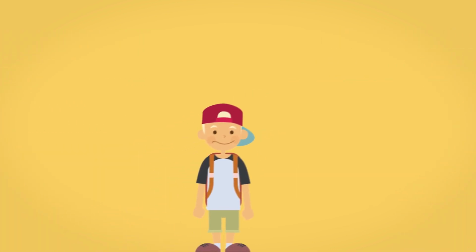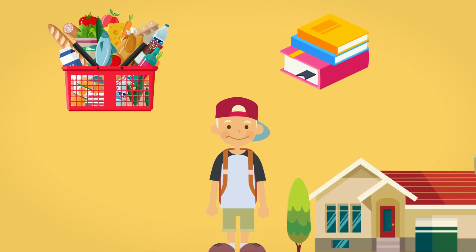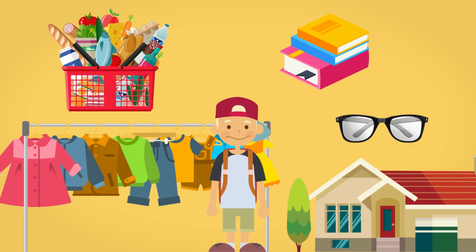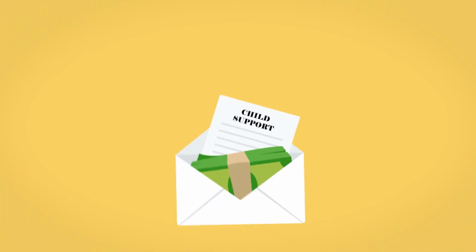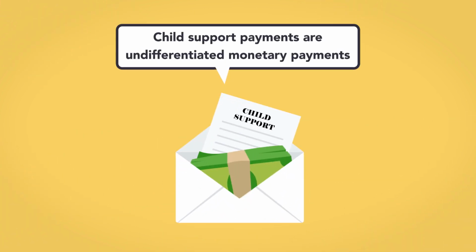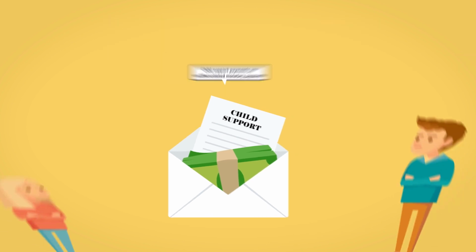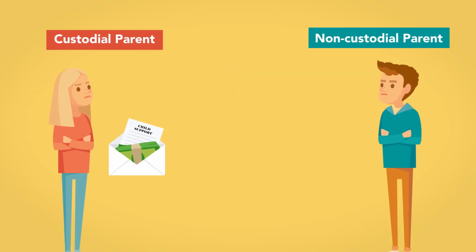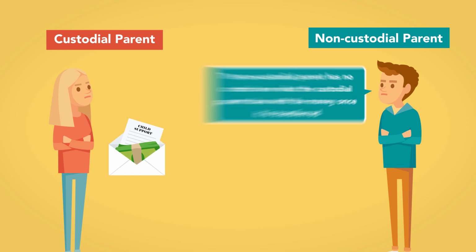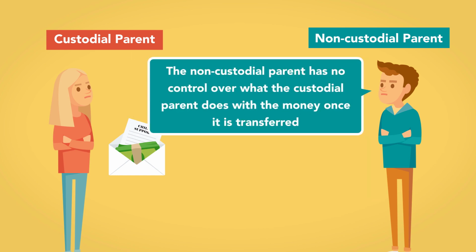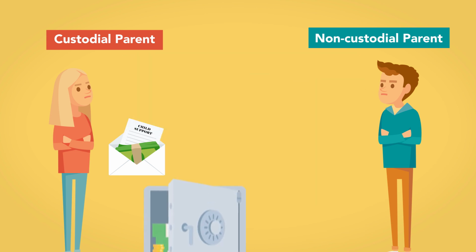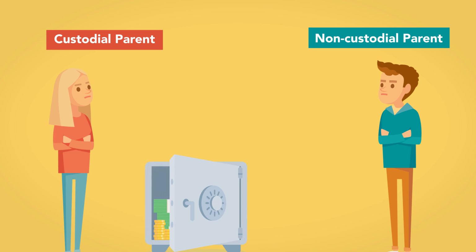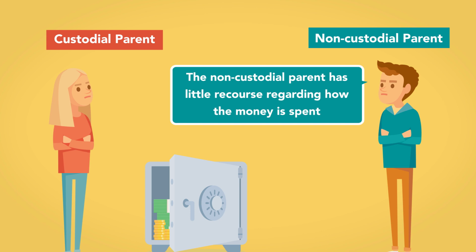Child support is intended to be used for the child's food, shelter, education, medical needs, clothing, and other essentials. However, for the most part, child support payments are undifferentiated monetary payments. One of those aspects of child support that creates problems between the parties is that the non-custodial parent has no control over what the custodial parent does with the money once it is transferred. It is assumed to be put into the pool of money from which the custodial parent pays the bills as a matter of course. But the non-custodial parent has little recourse regarding how the money is spent.